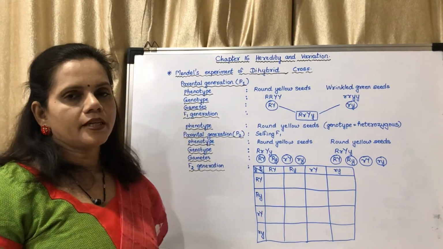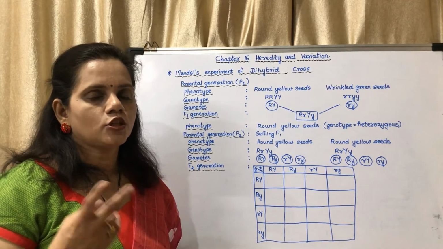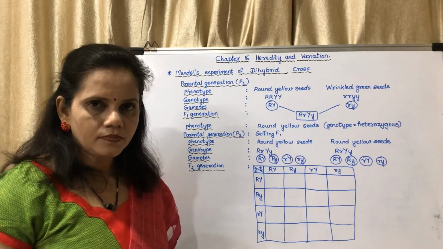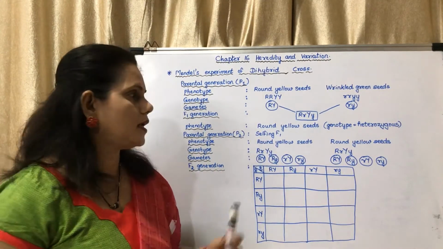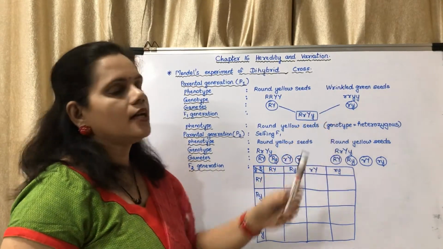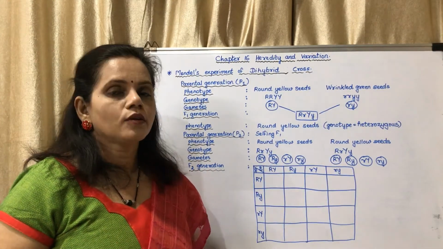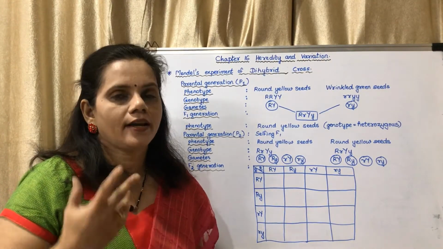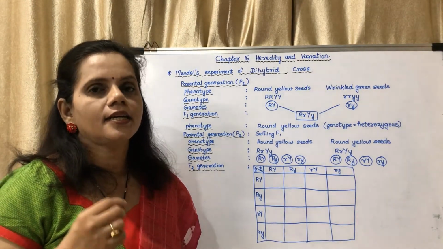What was their genotype? Their genotype was homozygous. Homozygous means they had the same type of genes. Both the genes for one characteristic were similar. That means for round, capital R, both of them were similar. For yellow, capital Y, both of them are the same. For wrinkled, small r, and for green, small y, small y. Why have I written it 2 times? Because there are 2 genes. For every characteristic there are 2 genes because the cell is diploid.